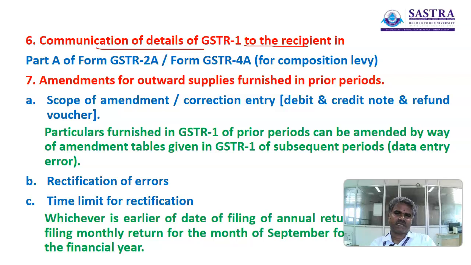When I am doing B2B business only, Part A of Form GSTR 2A, Form GSTR 4A for composition levy. Part A of Form GSTR 2A is a verification form. Once you upload, you receive one form, you have to check, then find out the errors and any missing items, then make the correction, then file.